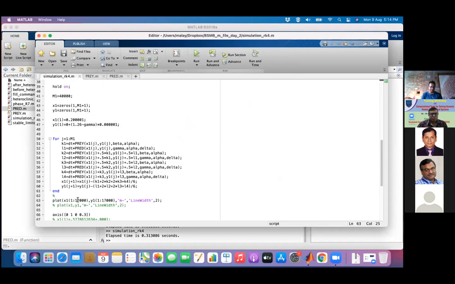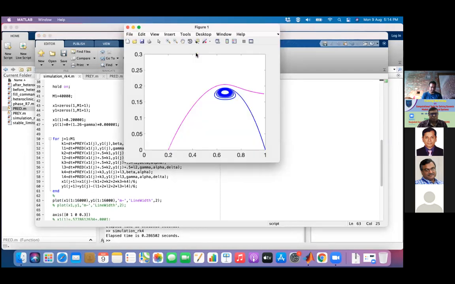And why is this happening? This is happening only for the reason that we are not taking care of the tolerance level and accuracy of the numerical code.